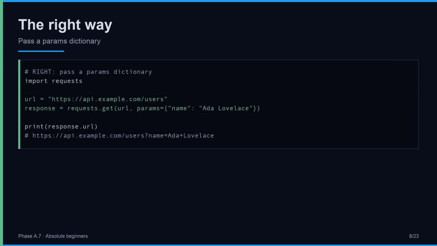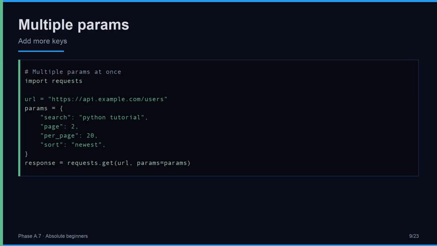Here is the right way. Pass a dictionary to the params argument. Requests takes the base URL, adds the question mark, encodes each value safely, and joins pairs with ampersands. The space in Ada Lovelace becomes plus or %20, both valid. Print response.url and you see the full, correctly encoded address. This is the cleanest way to send query parameters. Hand requests a dict, let it do the work. Let requests build it.